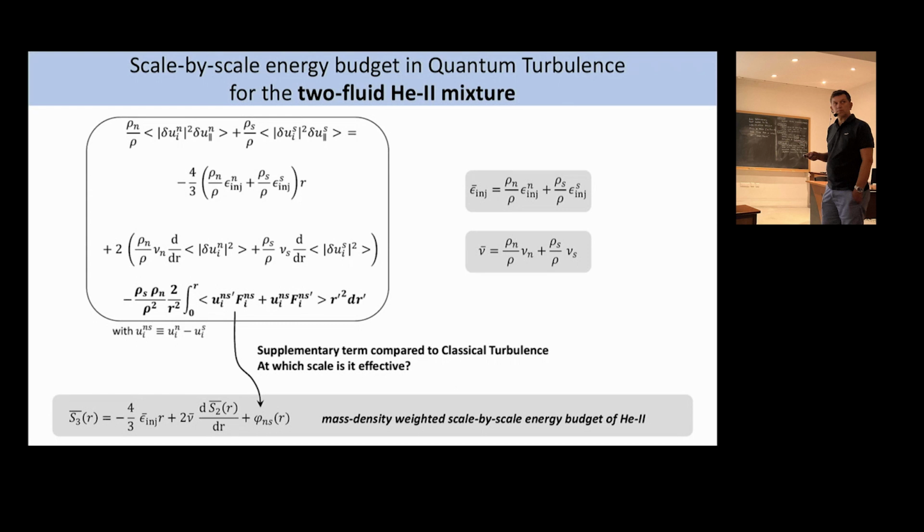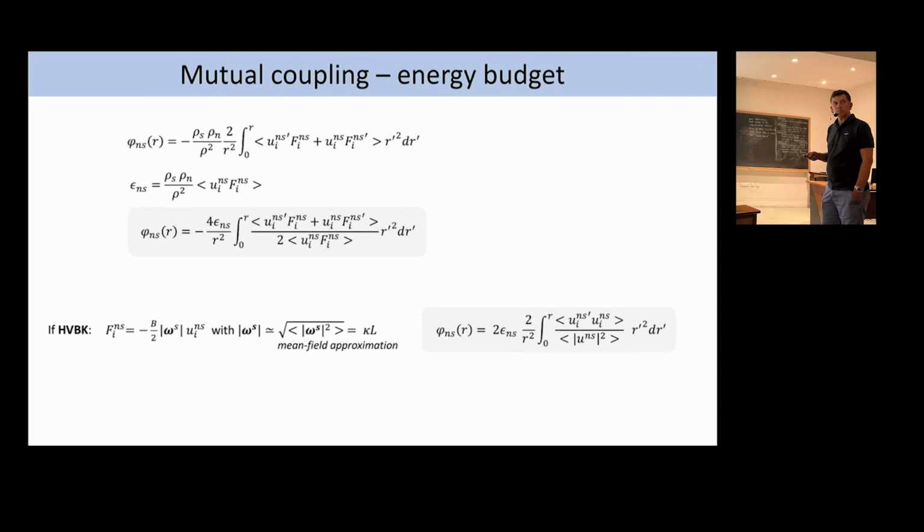And so the question is to characterize this supplementary term compared to classical turbulence, and to see at which scale it is effective. So this term, for the moment, the coupling force is just F, and you can say more precisely what you put in F. If you use the HVBK closure condition, you have this expression for the coupling force, and you can use this mean field approximation, so you get that the additional term in the energy budget has this form, where you see here the correlation function of the slip velocity.